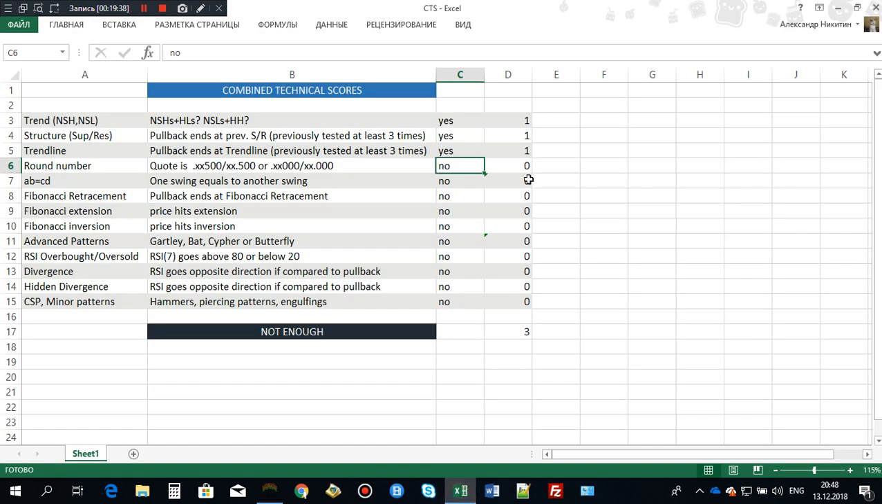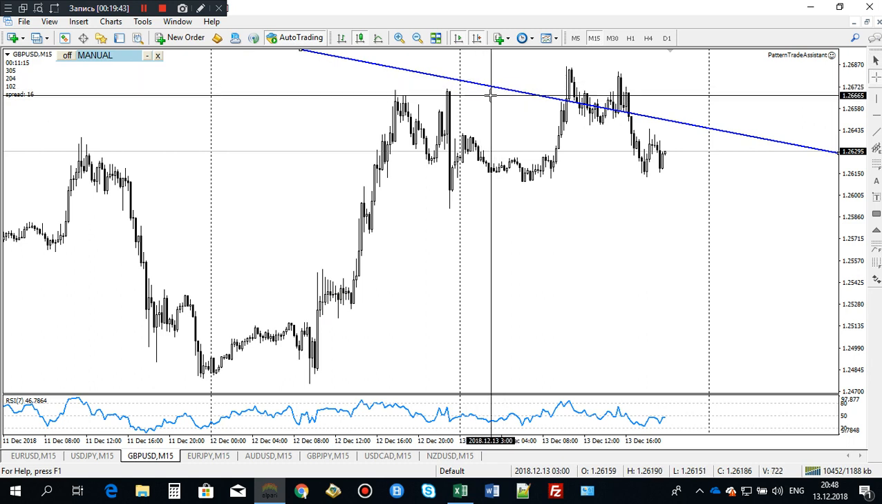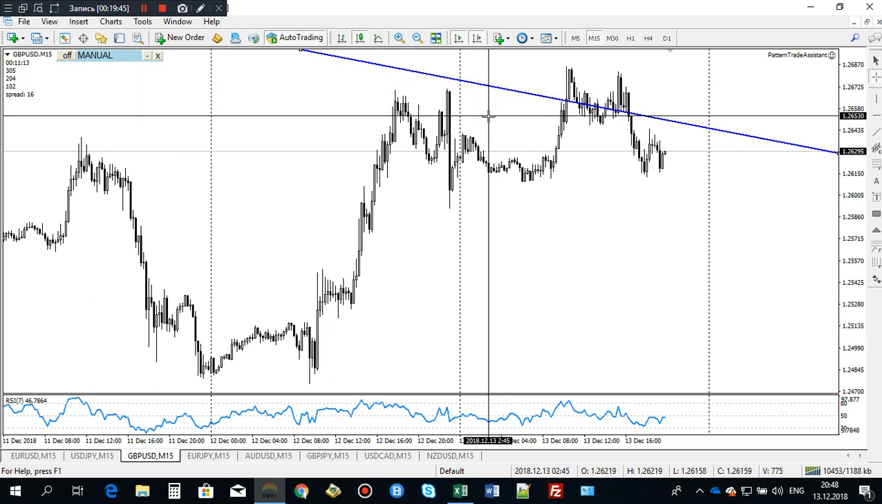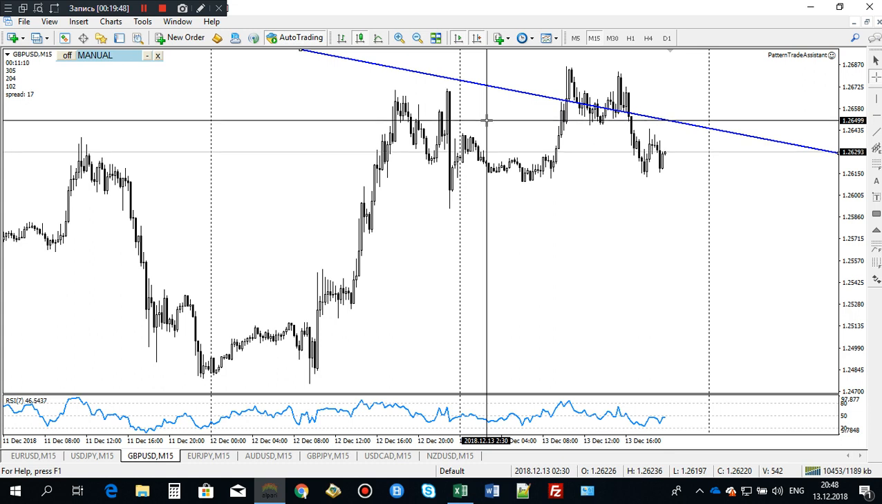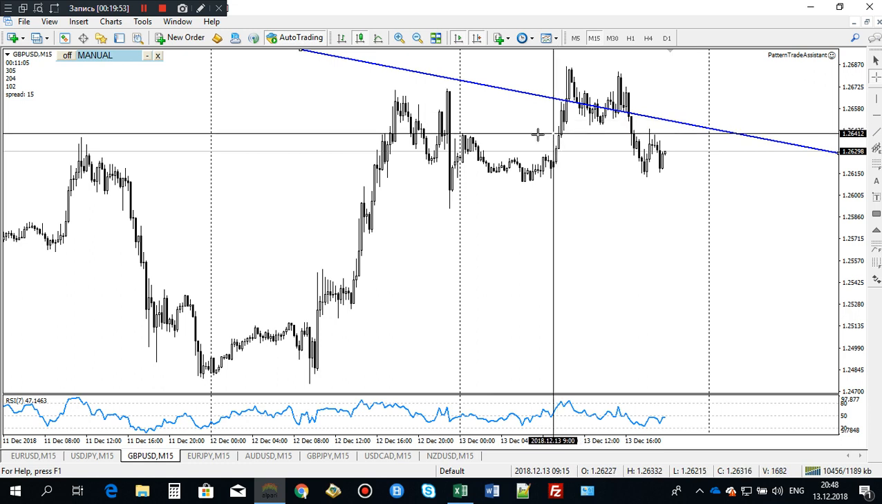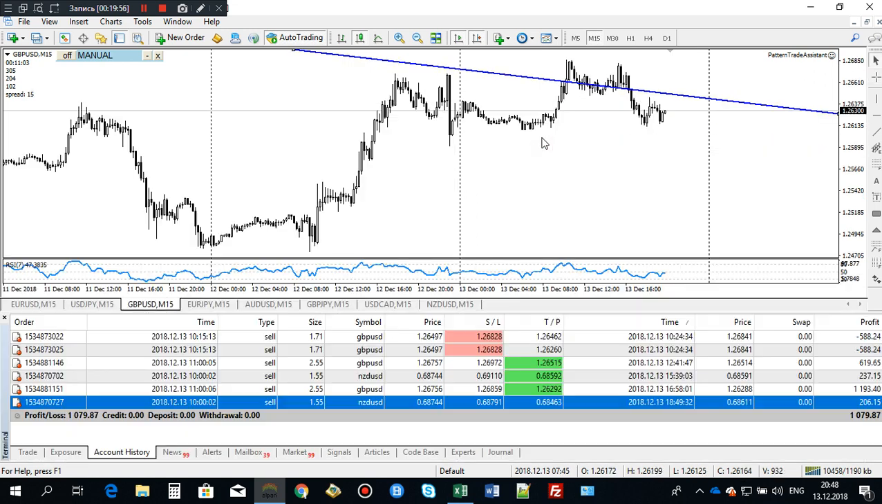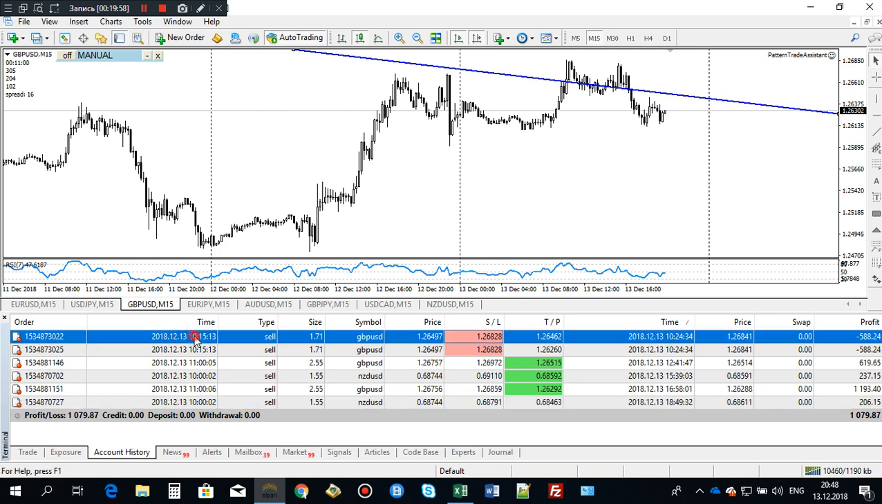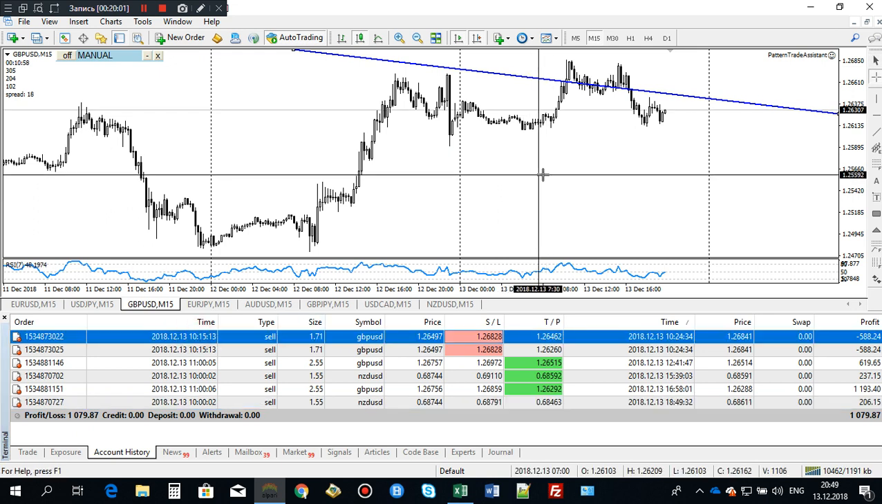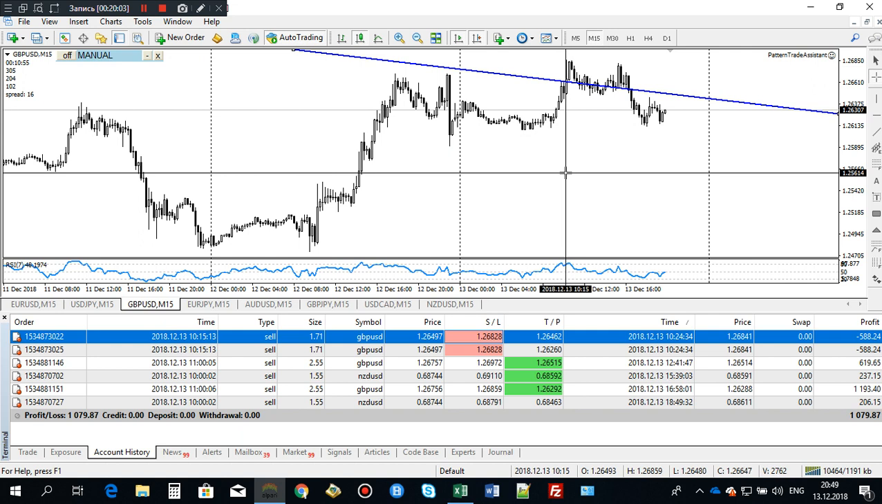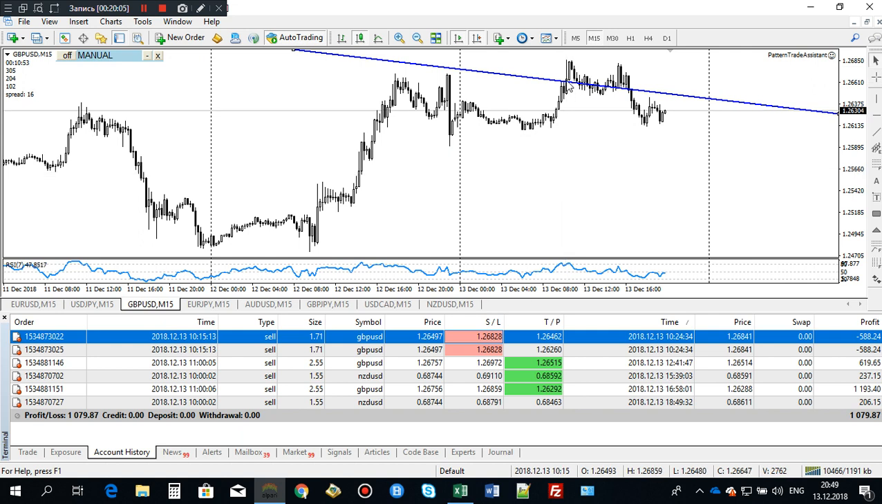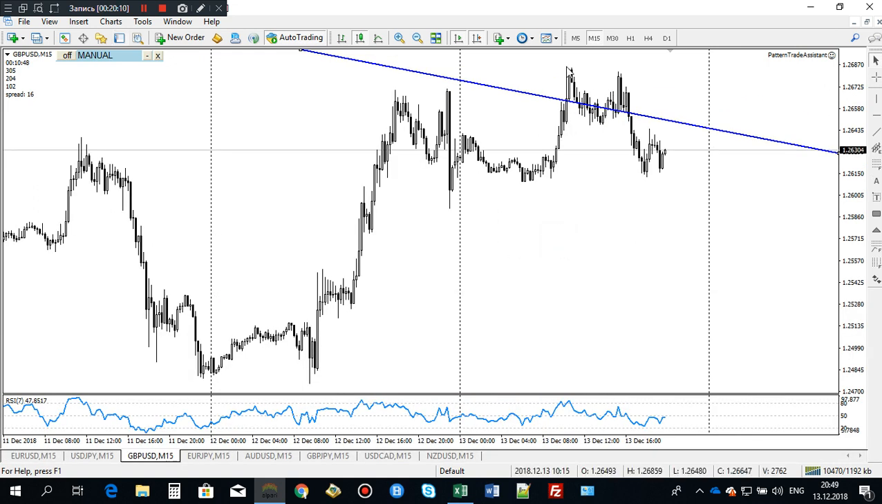Next thing that was there, round number, no, it was not the reason. 2850 was at this level. No, it was not the reason. What was the time for pound dollar? It was opened at 10.15. So let's go to this 10.15. Yes, it was opened at this very candle, the one that spiked through the trend line.